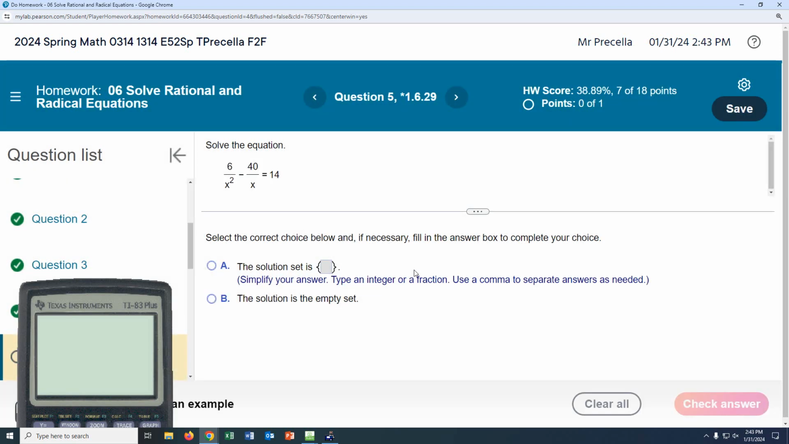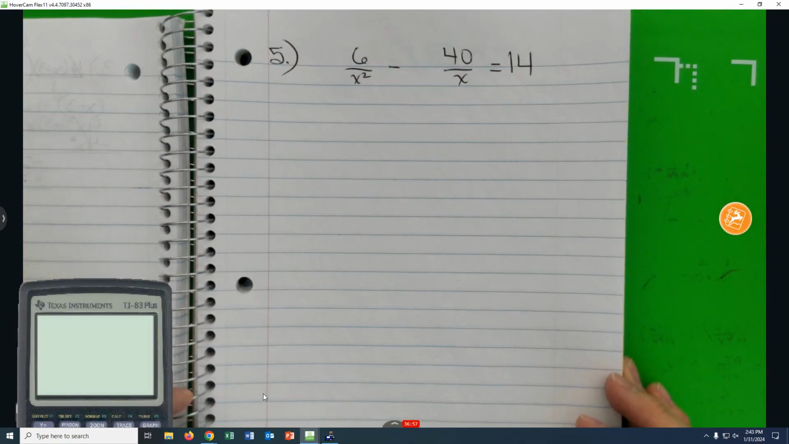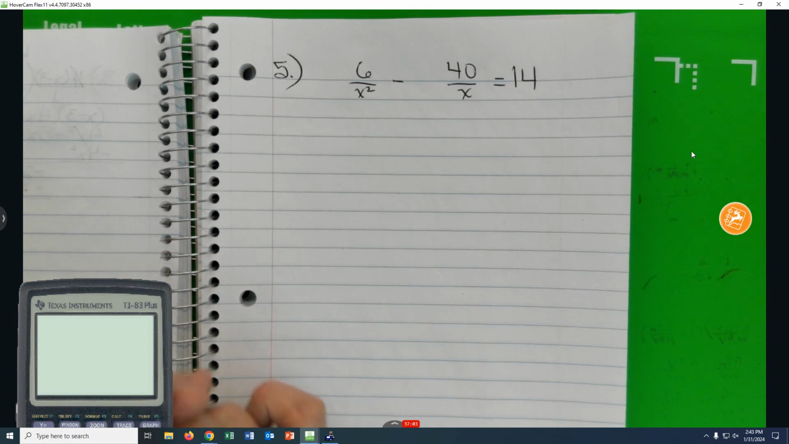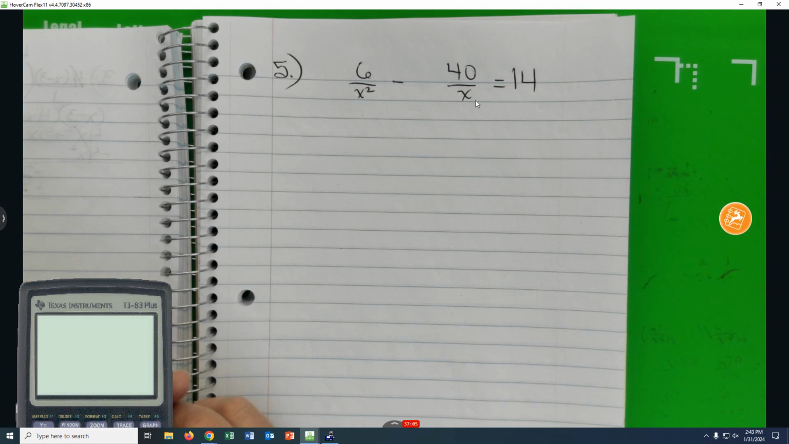Number 5. What if you just have x's in the denominator and exponents? Well, that's what we're going to show now. Let me write the problem down. So on this one we're showing what to do if you just have something like x squared, if there are exponents down there.